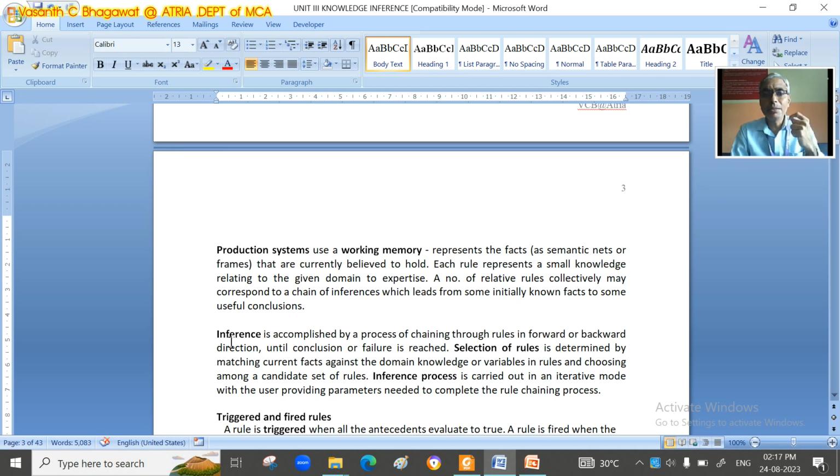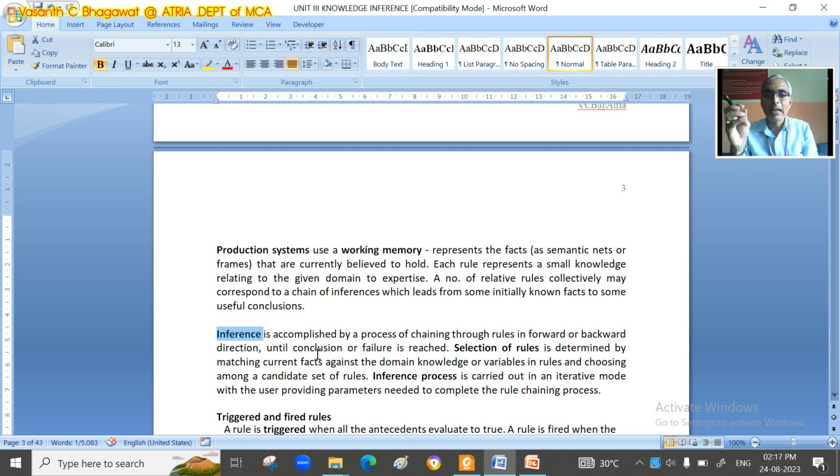From that working memory, the next process, our inference, starts. This is very important, right? You have knowledge, you have all the facts, you have all the rules, everything is stored properly, fine, but how do you work on that? You need a mechanism, which is called an inference mechanism. In general, we can call it an inference engine.